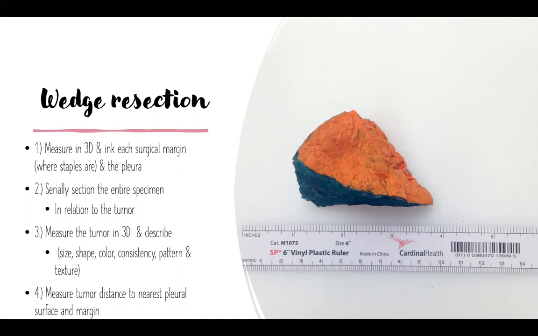So how big is it? What's the shape of it? Is it ill-defined? Is it circumscribed? Is it white? Is it gray? Is it necrotic? Or texture, is it caseating? And then you're going to want to measure that tumor to both the nearest pleural surface, so the nearest point of it to the orange, and then the nearest surgical margin, so the nearest point from tumor to surgical margin. Whenever you're submitting sections of tumor, however big your tumor is, that's how many sections per centimeter of lesion you're going to want. So if you have a 2 centimeter lesion, you're going to want at least 2 sections of it.